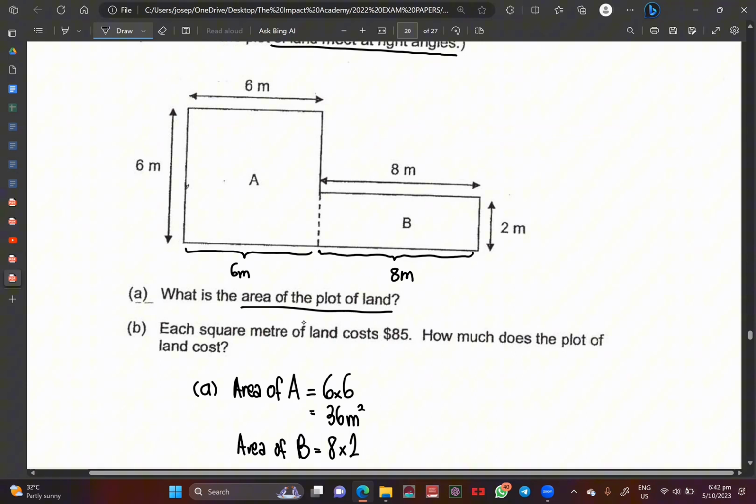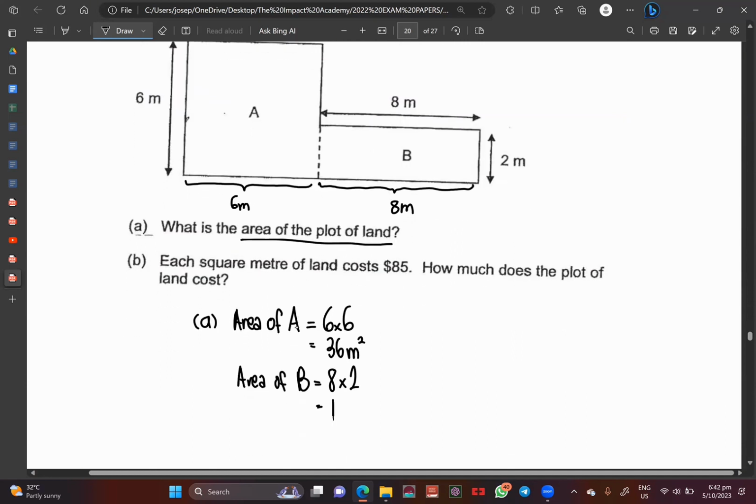Very good. So when I do 8 times 2, I get an answer of 16 meters squared. Does that make sense? So therefore, I can find the total area, isn't it? I already have the area of A and the area of B, right? So what I want to do is add them up together. Am I making sense here? When I add them up together, what do I get? I get an answer of 52 meters squared.